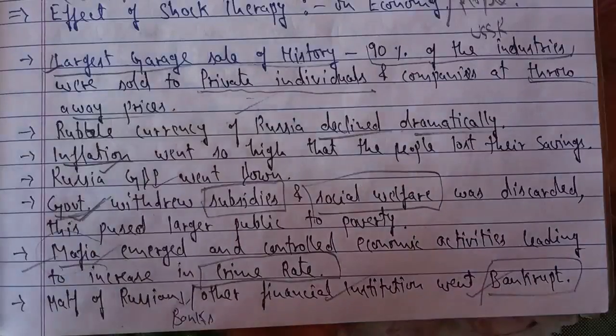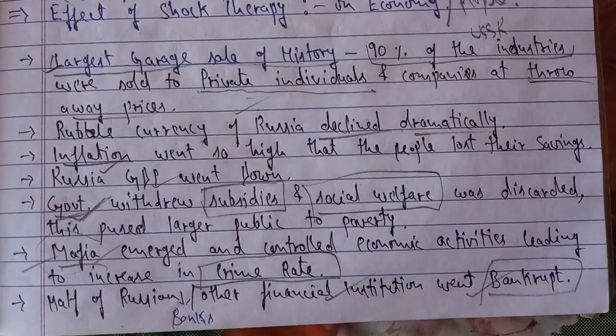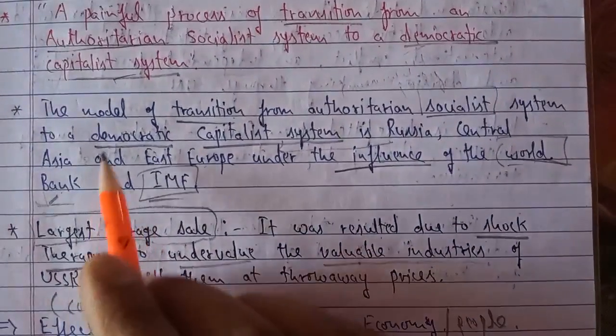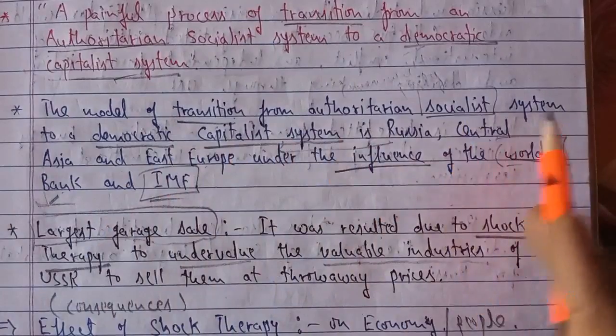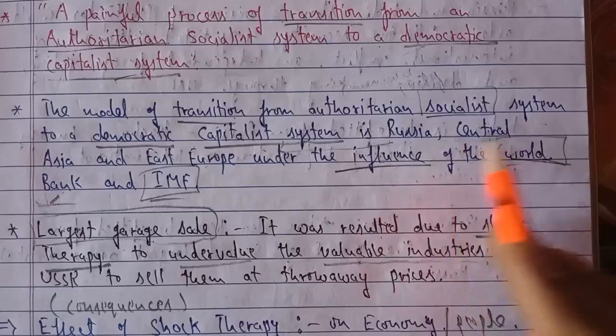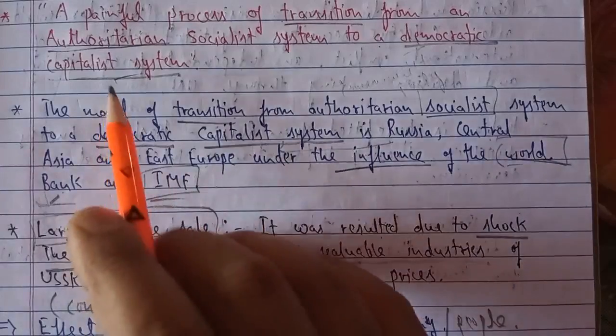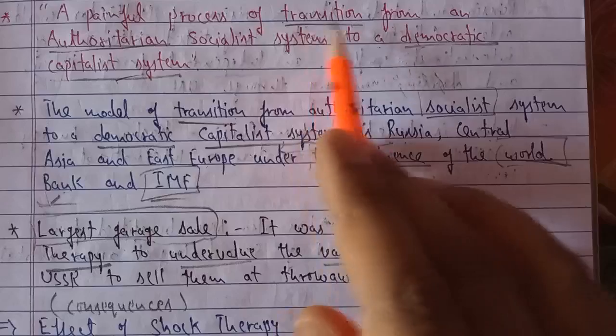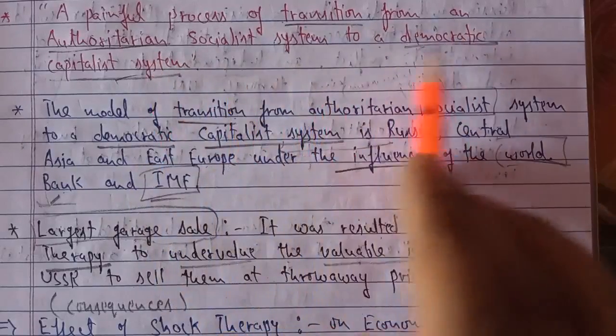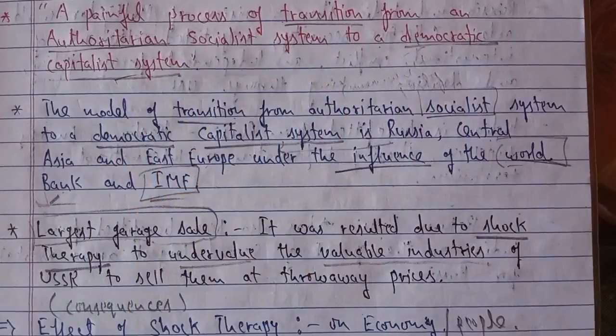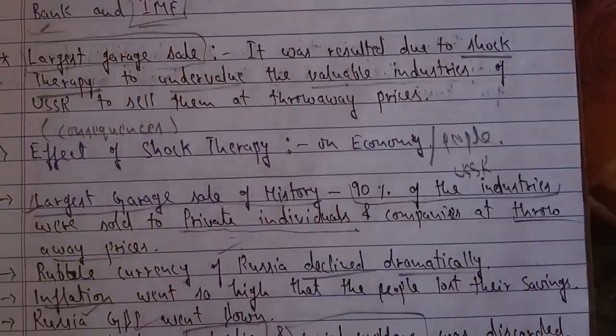These were some of the important consequences which will matter if a question comes up asking what you understand by shock therapy and what were the consequences of shock therapy. You will have to mention the definition of shock therapy: the model of transition from an authoritarian socialist system to a democratic capitalist system in Russia, Central Asia and East Europe under the influence of the World Bank and IMF. This was a painful process of transition. And these are the consequences which we have discussed here.